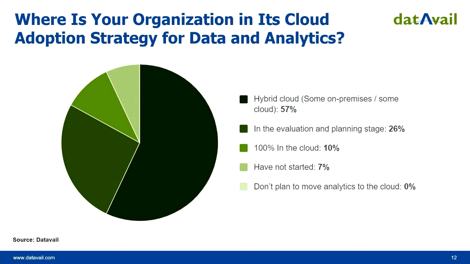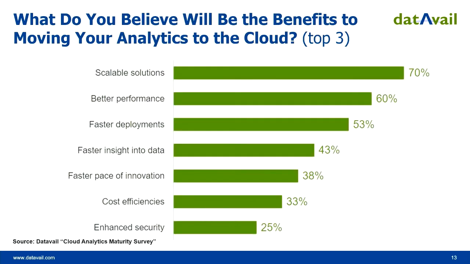There's been a lot of chats and a lot of conversation here at this conference about the cloud. It's a matter of moving what you're trying to get into the cloud, but what are the benefits you're trying to achieve? Scalability, number one. Performance. The ability to get to faster deployment. Faster insights into the data. Faster pace of innovation. Cost efficiencies and enhanced security. Strangely, the cost efficiencies and enhanced security are down at the bottom of the list. It's really about performance and innovation and getting things out there faster. That's what everybody is trying to do in the cloud today.